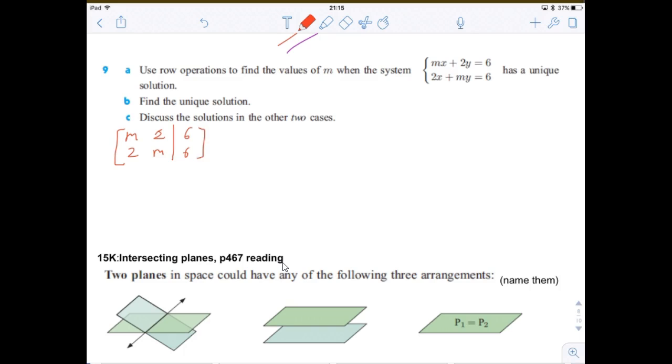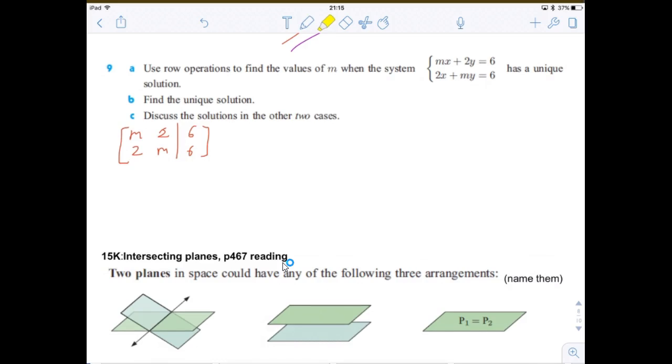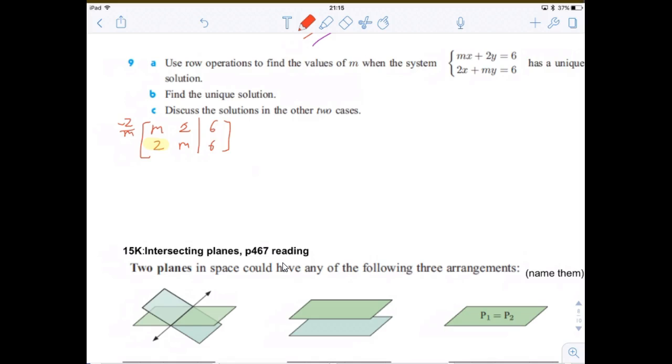Use row operations to find values of m to make this system have a unique solution, or one intersection, not parallel, etc. Okay, so first thing we're going to do is try to eliminate this 2 here to make it into echelon form. How do we do that? We are going to multiply the top row by negative 2 over m, right? If we do that, then the second row can be eliminated.